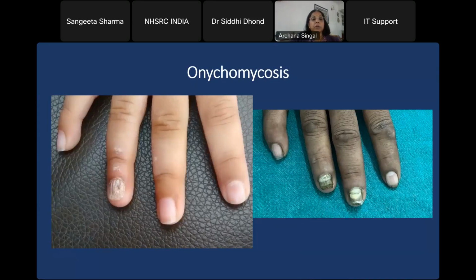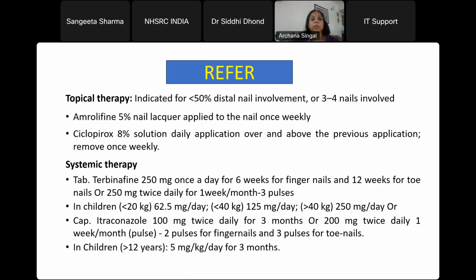Onychomycosis is the dermatophytic infection of the nail, as you can see. Next. Yeah, so you can see this whole nail has become dystrophic and there will be multiple thick nails with subungual debris. So if you want to do KOH, you have to scrape from here. Okay, next.